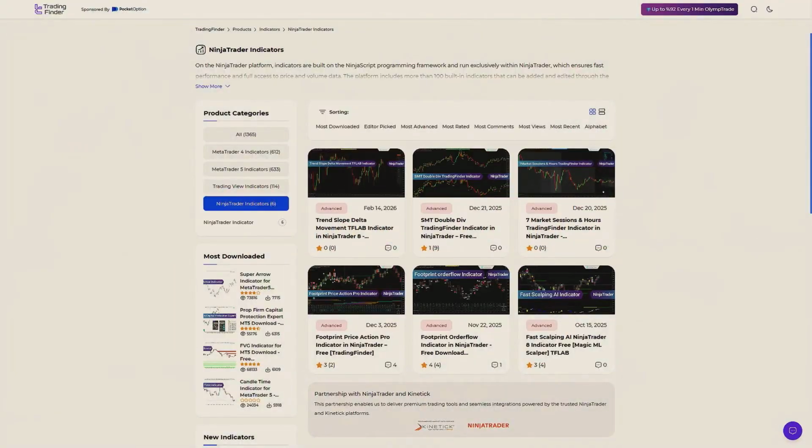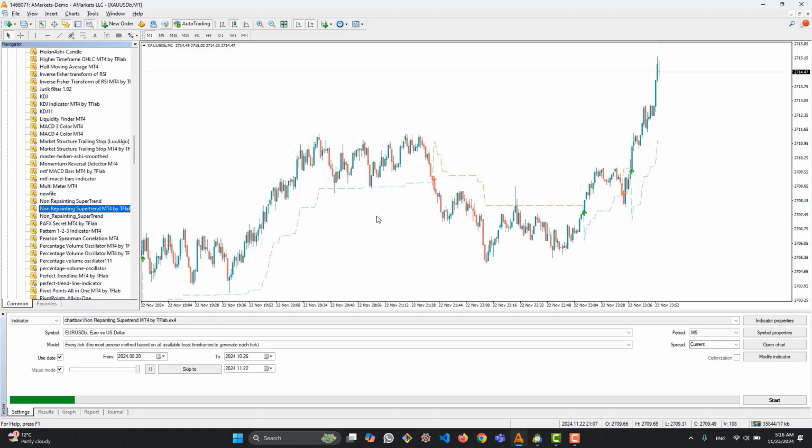The way to identify the trend with this indicator is that when the line in this indicator is below the price, it indicates a profitable trend. And when this line is above the price, it indicates a bearish trend. It also shows us the change in trends with these arrows.